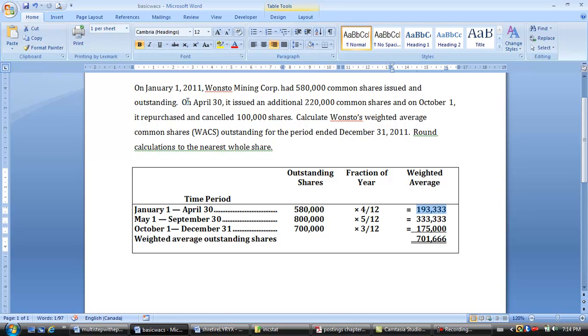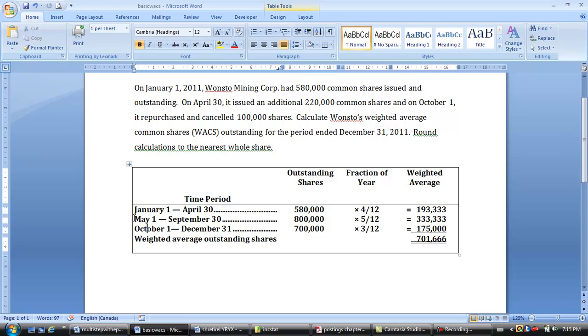Now, I didn't have 580,000 shares outstanding for long, because on April the 30th, I issued another 220,000. So once May opens up, I now have not 580,000, but an added 220,000 to give me 800,000 shares until the end of September. Why the end of September? Well, don't forget, on October, I took some shares off the market.